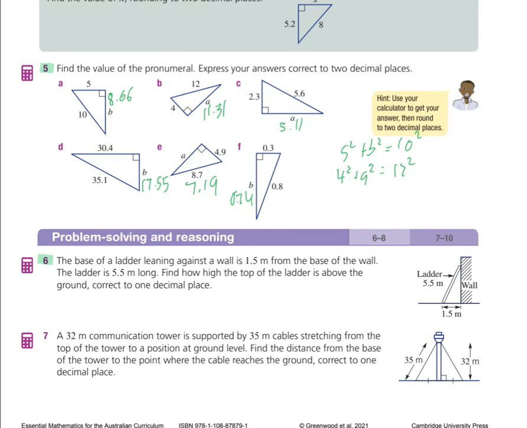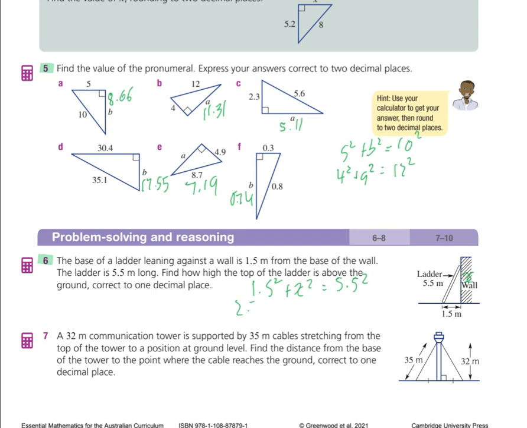The base of a ladder going up against the wall is 1.5 meters from the base. The ladder is 5.5 long. How tall is the wall the ladder is hitting? So it's literally 1.5 squared, and then this will be my x. 1.5 squared plus x squared equals 5.5 squared. We're just doing the same as what we've been doing before.